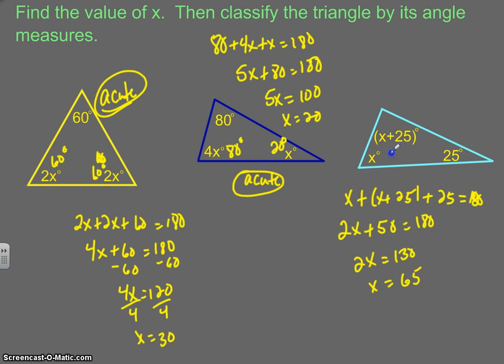Okay, so if this is 65 degrees, this is going to be 65 plus 25, which is 90 degrees. Okay, if it's got a 90-degree angle, it is called a right triangle. So we have an acute triangle here, and a right triangle here.